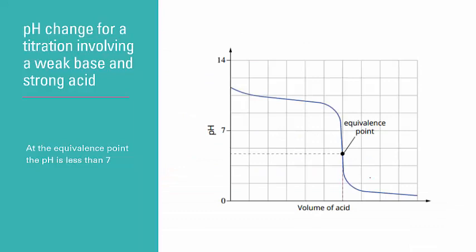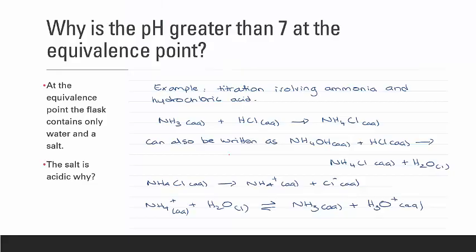The next slide shows us what happens when we've got a titration that involves a weak base and a strong acid. Okay, now again, we've got a steep part to the curve. If we find the midpoint of the curve, we can read off the equivalence point. And we can also see that the pH is significantly less than 7 at the equivalence point. Now, in this case, again, at the equivalence point, we've only got the salt and the water that are left in the flask, but the salt is acidic.